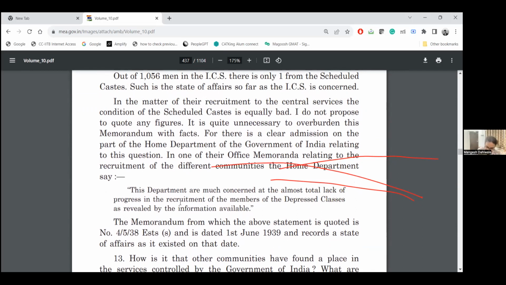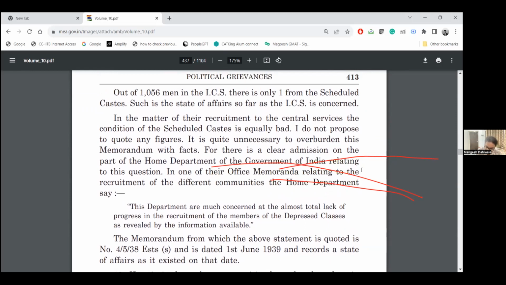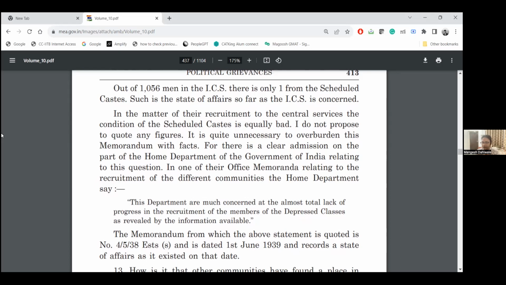So this Home Department was handling the recruitment, right? The Home Department handled the recruitments at the central government level. There is a department now called the DOPT, Department of Personnel and Training, which handles the recruitment of the ICS or all India services. So they have provided the data, and as it says, they have the information which proves that there is no progress in the recruitment of members of the depressed classes, right? The Home Department must surely have very large information of many central government departments in their hands. And they have analyzed it and come to the conclusion that there is no representation for the scheduled caste in the central government services. Right? Right, sir. Thank you.